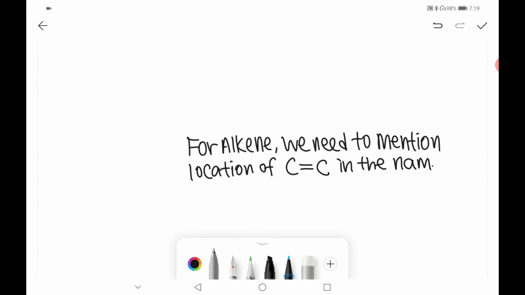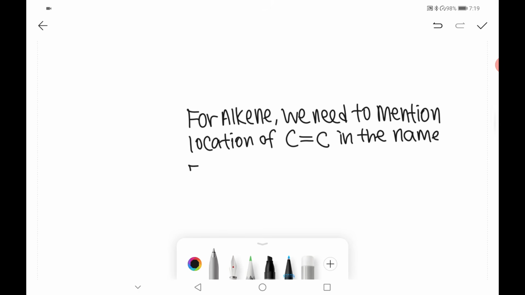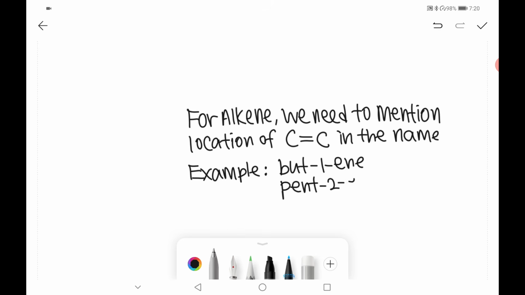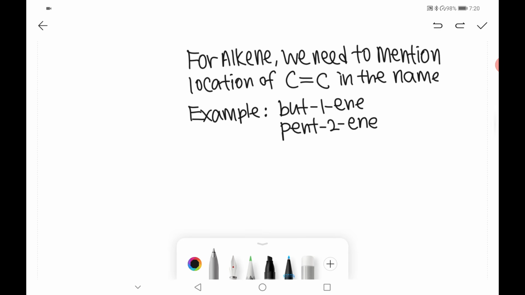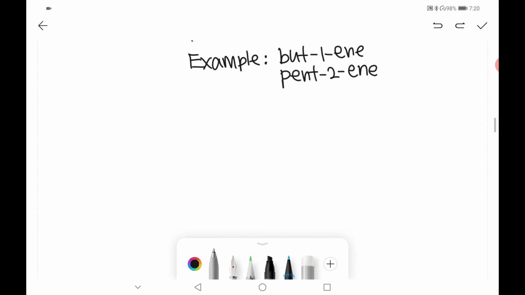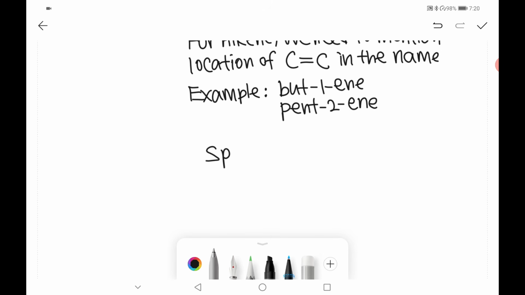We need to mention the location of the carbon-carbon double bond in the name. So for example, you will see names like but-1-ene. Now you know the double bond is on the first carbon. Pent-2-ene. Now you know the double bond is on the second carbon, something like that. But there are 2 special cases that you have to be careful about.